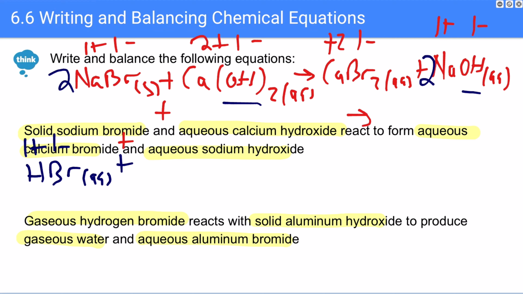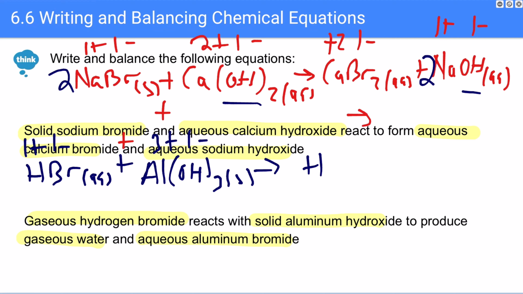Reacts with solid aluminum hydroxide, 3 plus, 1 minus, to produce water, gaseous water, and aluminum bromide. Again, check your charges every time you do this.